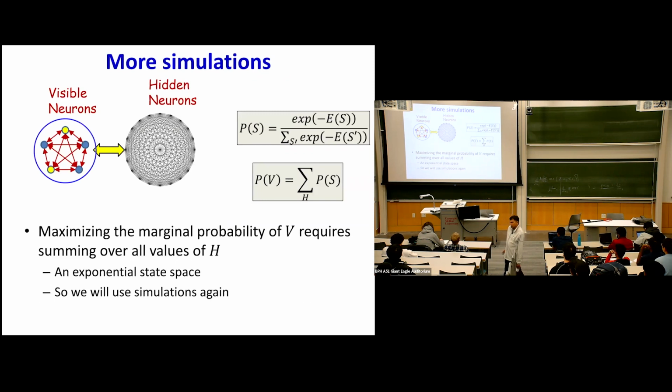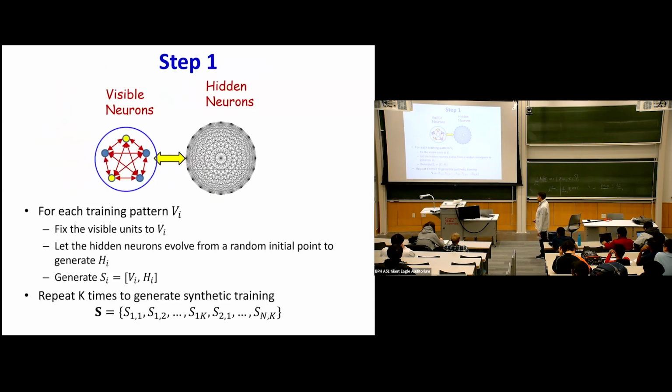And so if you just work the arithmetic out, if you look at how the whole thing gets implemented, you want to maximize the marginal probability of V. This requires summing over an exponential state space over all of the hidden bits, which is not feasible. So we use simulations.